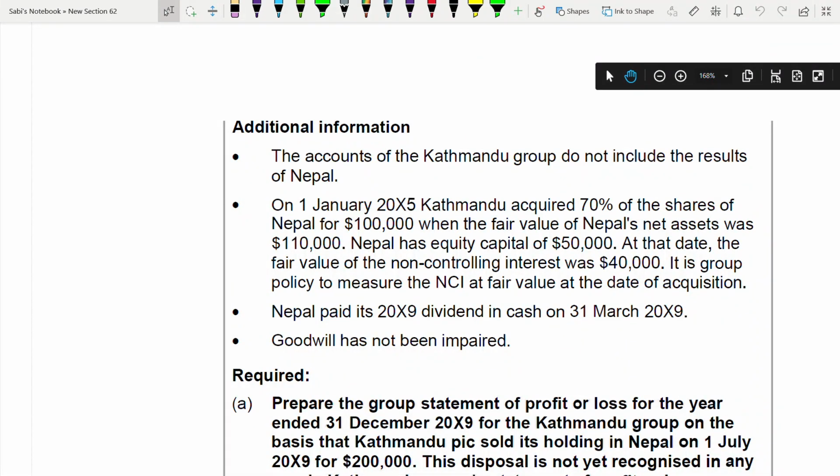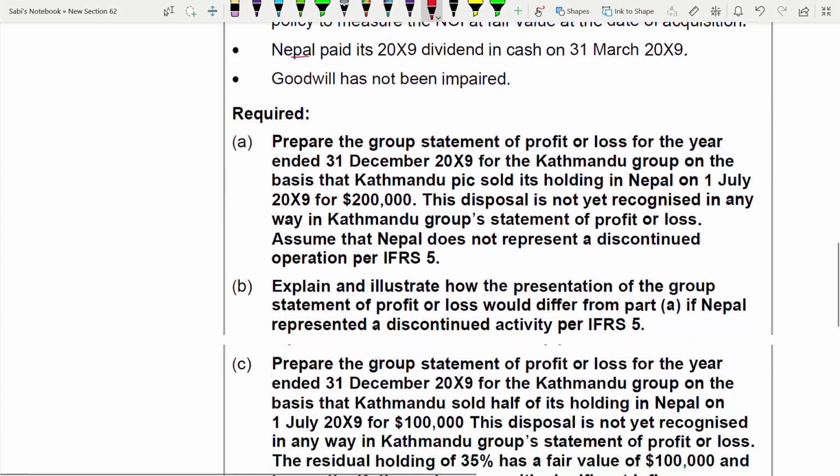Additional information. The accounts of Kathmandu do not include the results of Nepal. On 1st of January, Kathmandu acquired 70% for 100,000. Fair value of net assets was 110. Equity capital was 50. NCI is at fair value 40,000. Nepal paid dividend in cash. Goodwill has not been impaired. So there are three requirements, A, B, and C.